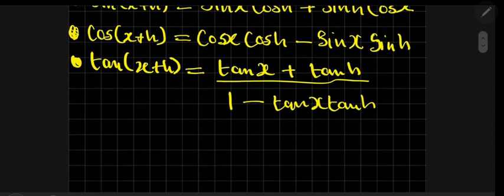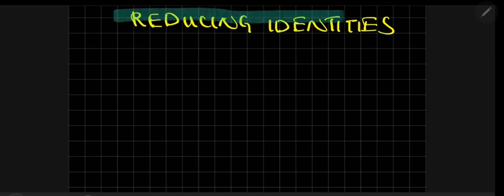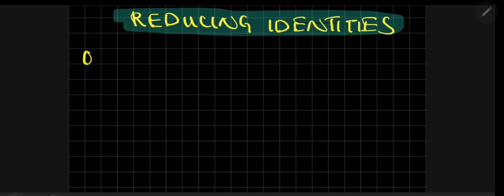Now the second class of identities that I'm going to show you are called reducing identities, and these involve sine, cosine, and tangent as well. So we have it, reducing identities. Let me highlight that for you.